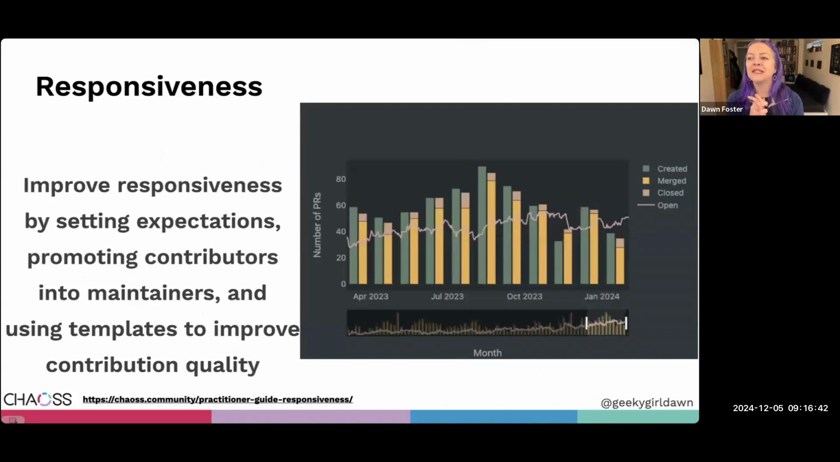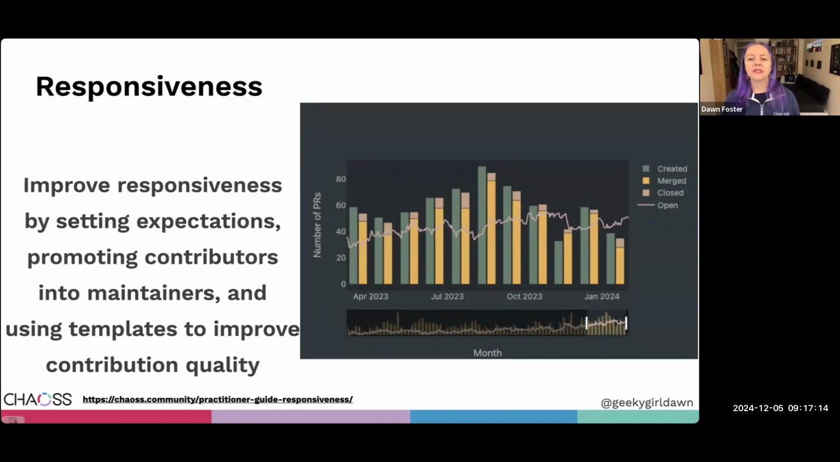Now, it can be tempting to attempt to solve issues with responsiveness by just putting more pressure on those existing maintainers and asking them to respond more quickly and resolve more contributions. But this rarely solves the long-term problem. It might result in short-term gains, but it could be damaging to the community and the project and the people in it over time if you're burning out your maintainers by not resolving the underlying problems that are causing the lack of responsiveness in the first place.